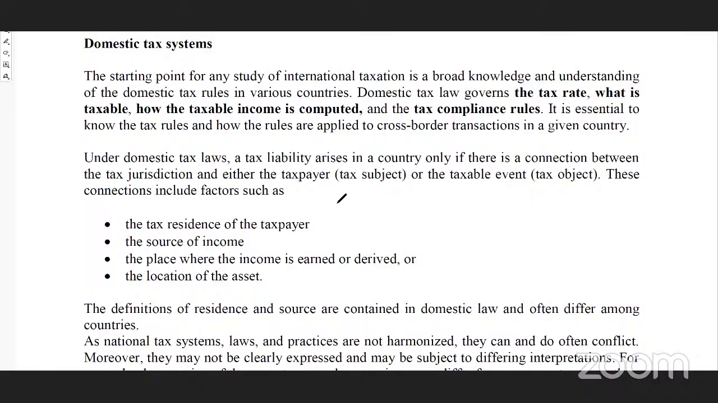So the whole thing is that a tax liability can be created in a country if there's a connection, which I told you we call nexus. So if there's a nexus between what? That jurisdiction and either the taxpayer or the transaction, the tax object is the transaction that has happened, then we can say there's a connection.